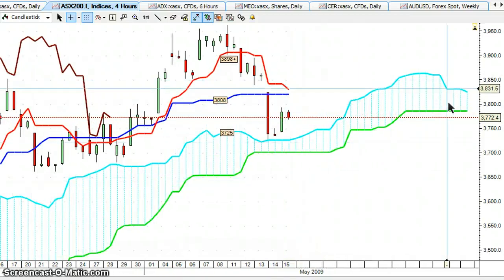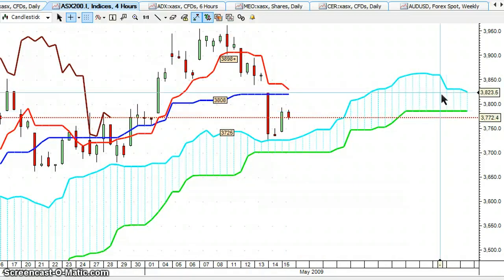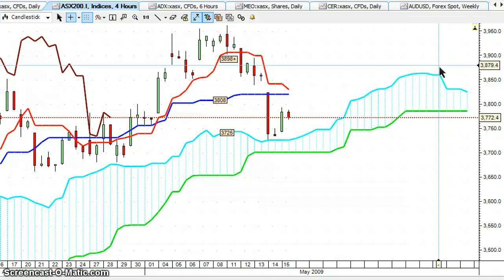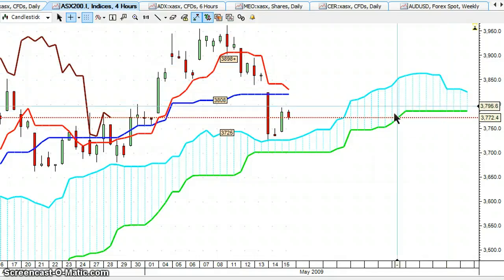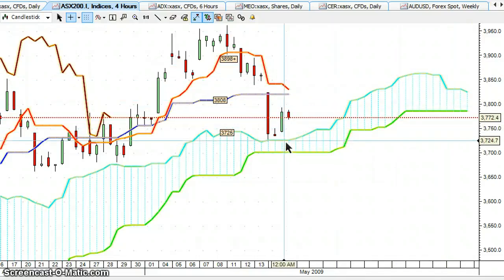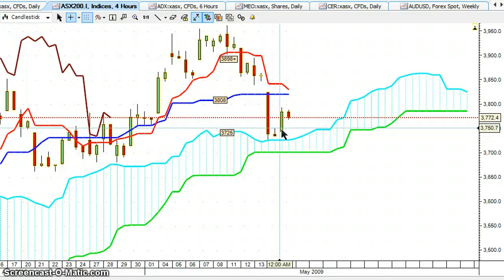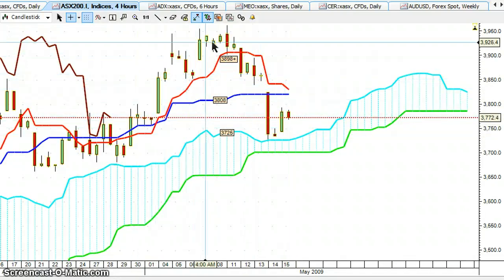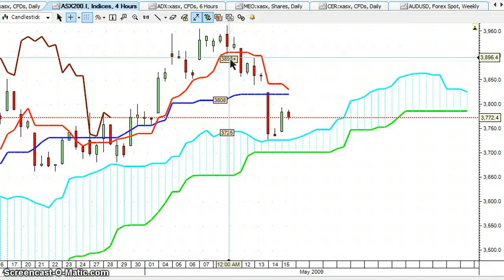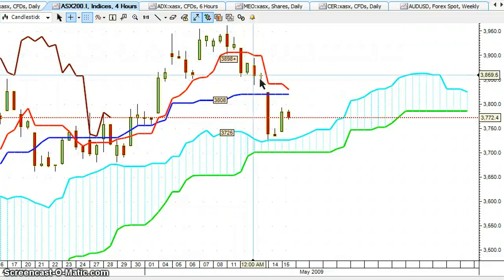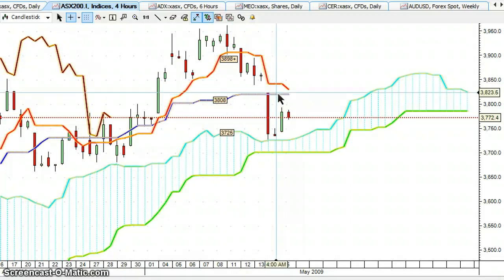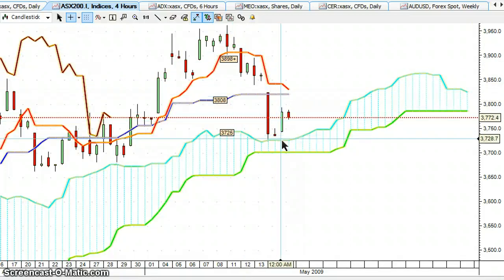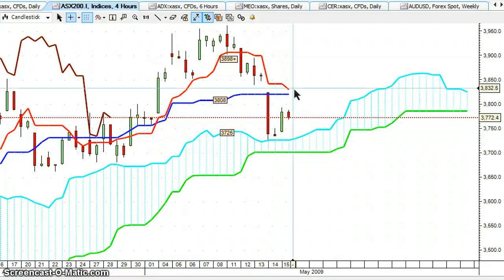The cloud is still in a full colour scheme. The blue line is above the green. The price has come down and used the cloud as support and has now rallied from that. So where we were bull trending, the price came down, tried the support, it failed. It then tried to use blue as support, failed, and the big drop, we went straight back down to the cloud, and now we are rallying.